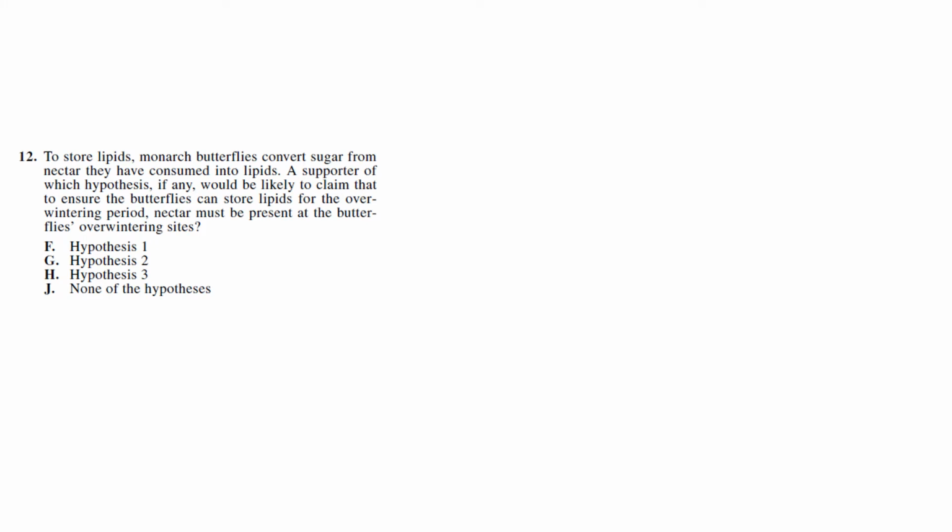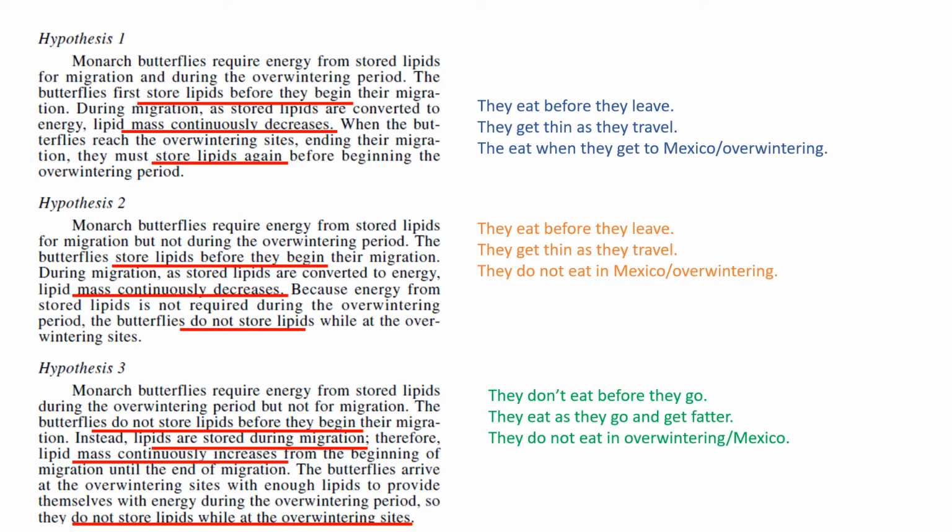To store lipids, monarch butterflies convert sugar from nectar they have consumed into lipids. A supporter of which hypotheses, if any, would be likely to claim that to ensure the butterfly can store lipids for overwintering, nectar must be present at the butterfly's overwintering site? So which ones eat when they get there? The one that eats when they get there is hypothesis 1. All the others do not eat. So it has to be hypothesis 1.